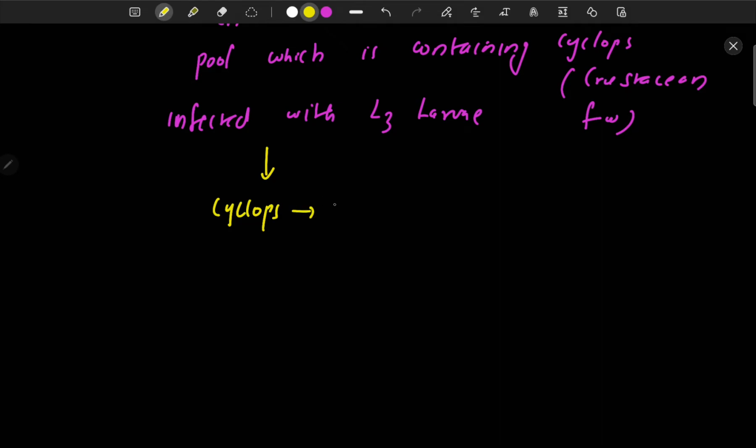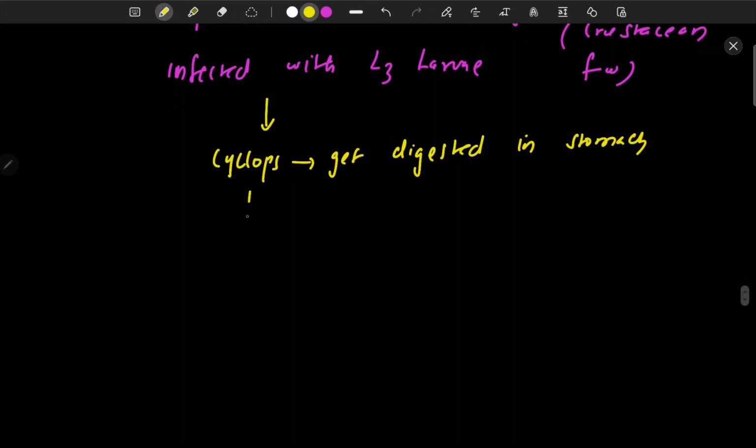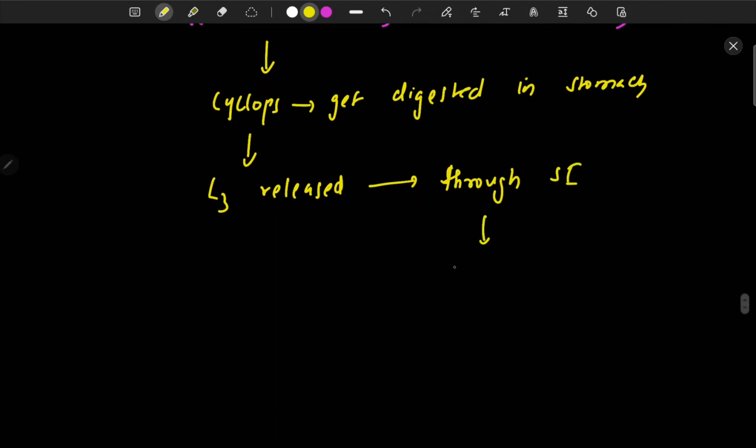gets digested in the stomach, and the L3 larvae are released. They enter through the small intestine, and through the small intestine they migrate to the thoracic muscles.